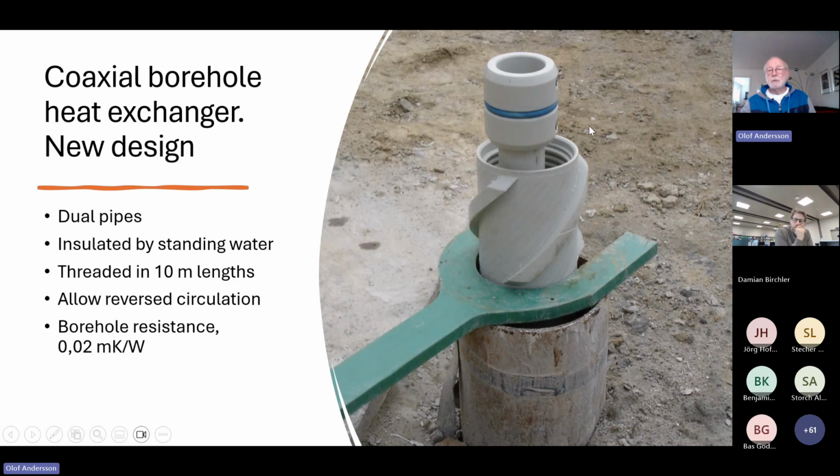When we reverse and take out the energy again, we just do it reversed. So we have a flow going into the borehole on the outside and the highest temperature coming up from the bottom through the inner pipe. That's how it worked. We also tested the borehole resistance, and it turned out to be a little bit less than 0.02 meter times K per W, as you see here. So that's an effective heat exchanger.